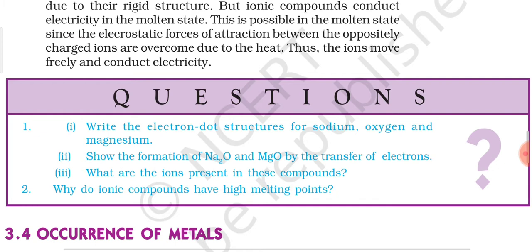If you have to write the constituent ions, then magnesium, again it is a metal, so it is electropositive in nature, and you know that its valency is +2, so magnesium will be a cation and it will have a +2 charge, whereas oxygen again will have a -2 charge. So this question number 1 is related to the formation of ionic compounds.